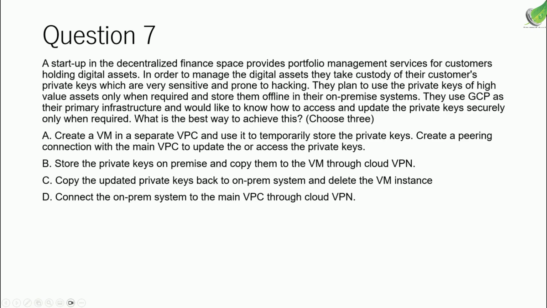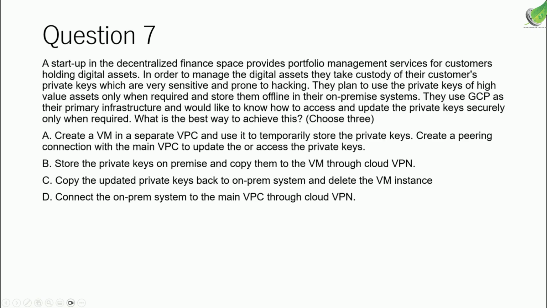Step 1 is option A. This sets up an extremely isolated environment for handling the sensitive data. Creating a separate VPC instead of using the main one significantly reduces the attack surface. The virtual machine holding the private keys won't be exposed to the other applications and traffic in the main VPC. VPC peering then provides a controlled, private connection to the main VPC if needed, without exposing the sensitive VM.